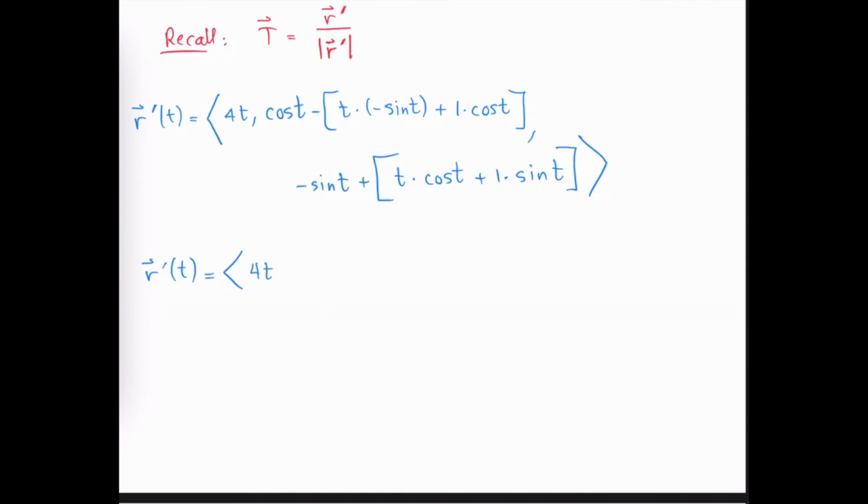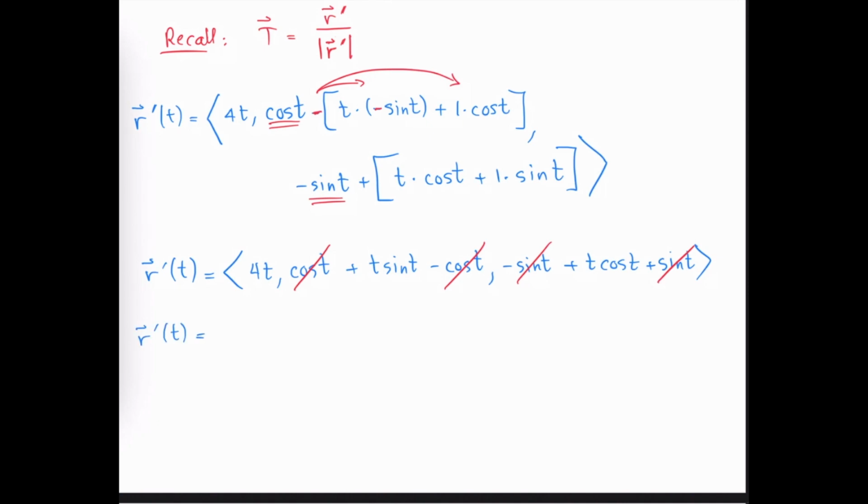We get 4t from the first component. Now for the y component, we'll have cos t, and then distributing this negative, we'll have minus t sine t, but times this negative is going to be plus t sine t, and the negative distributed to the next term is going to be minus cos t. So that's our second component. The third component is going to be minus sine t plus t cos t plus sine t. And we see that we do get some cancellation. We have cosine t minus cos t, minus sine t plus sine t. And so our derivative vector function becomes 4t, t sine t, and t cos t.